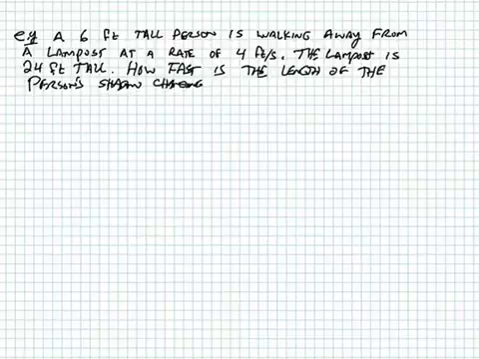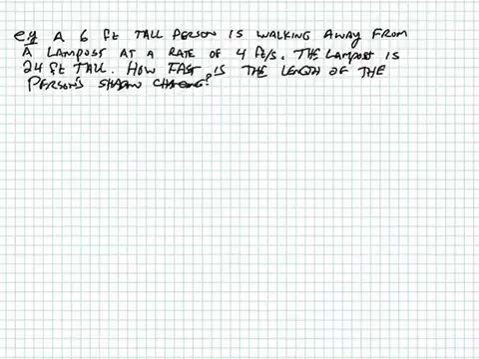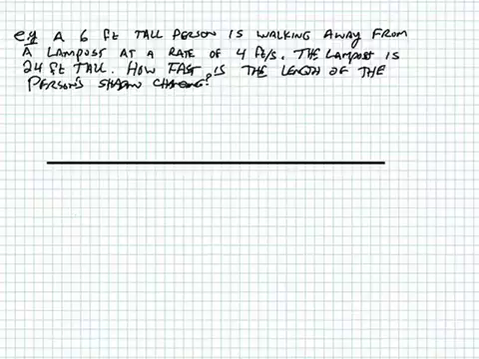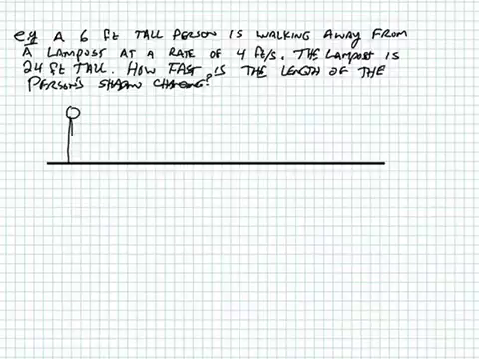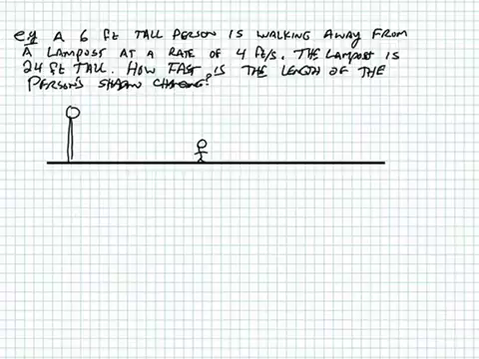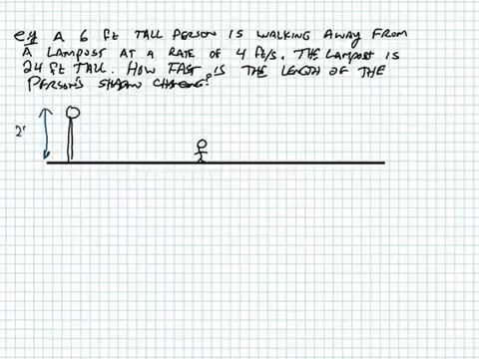Okay, so what I'm going to do is go ahead and redraw this problem. I've got the lamppost, and I've got the person. And again, the lamppost is 24 feet tall, and the person is 6 feet tall.